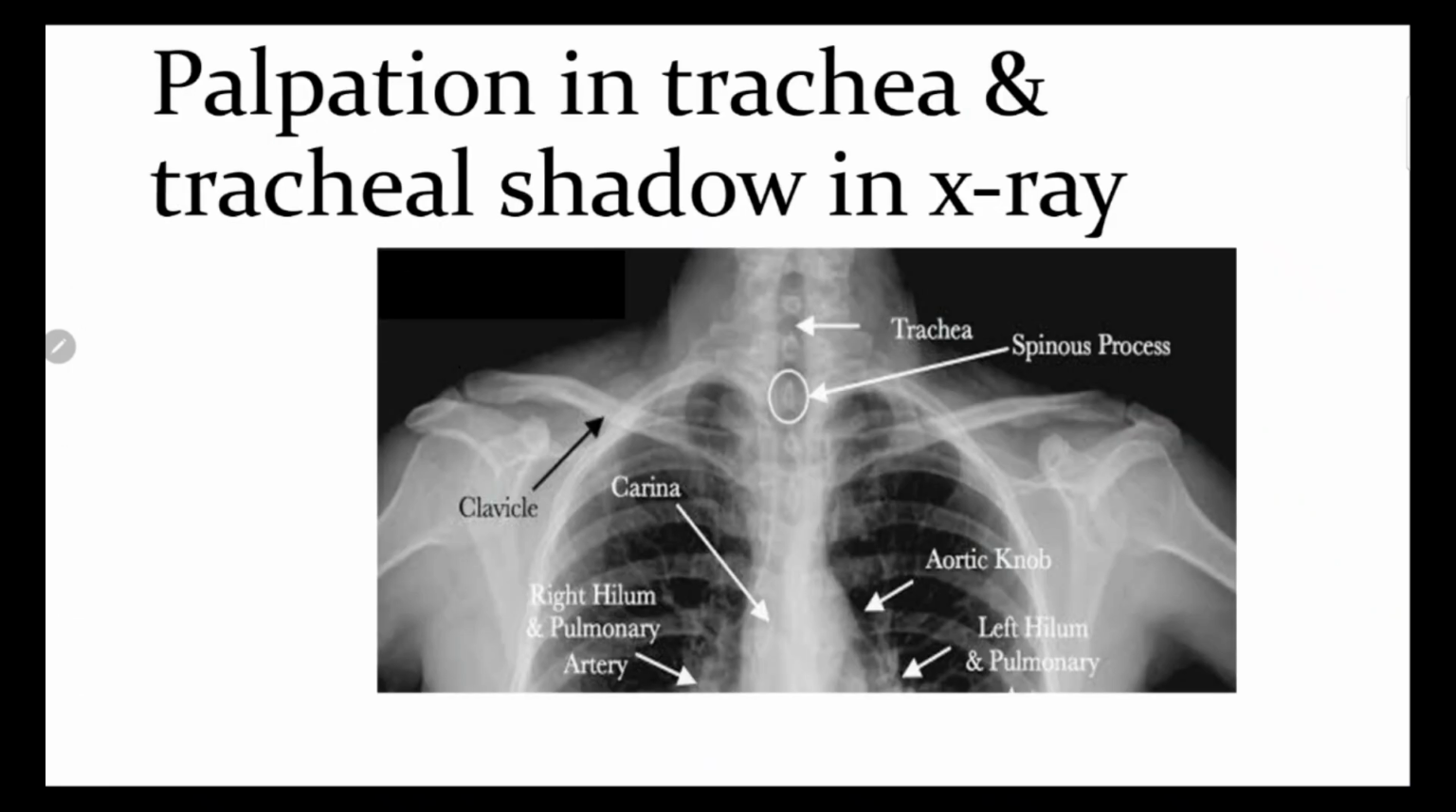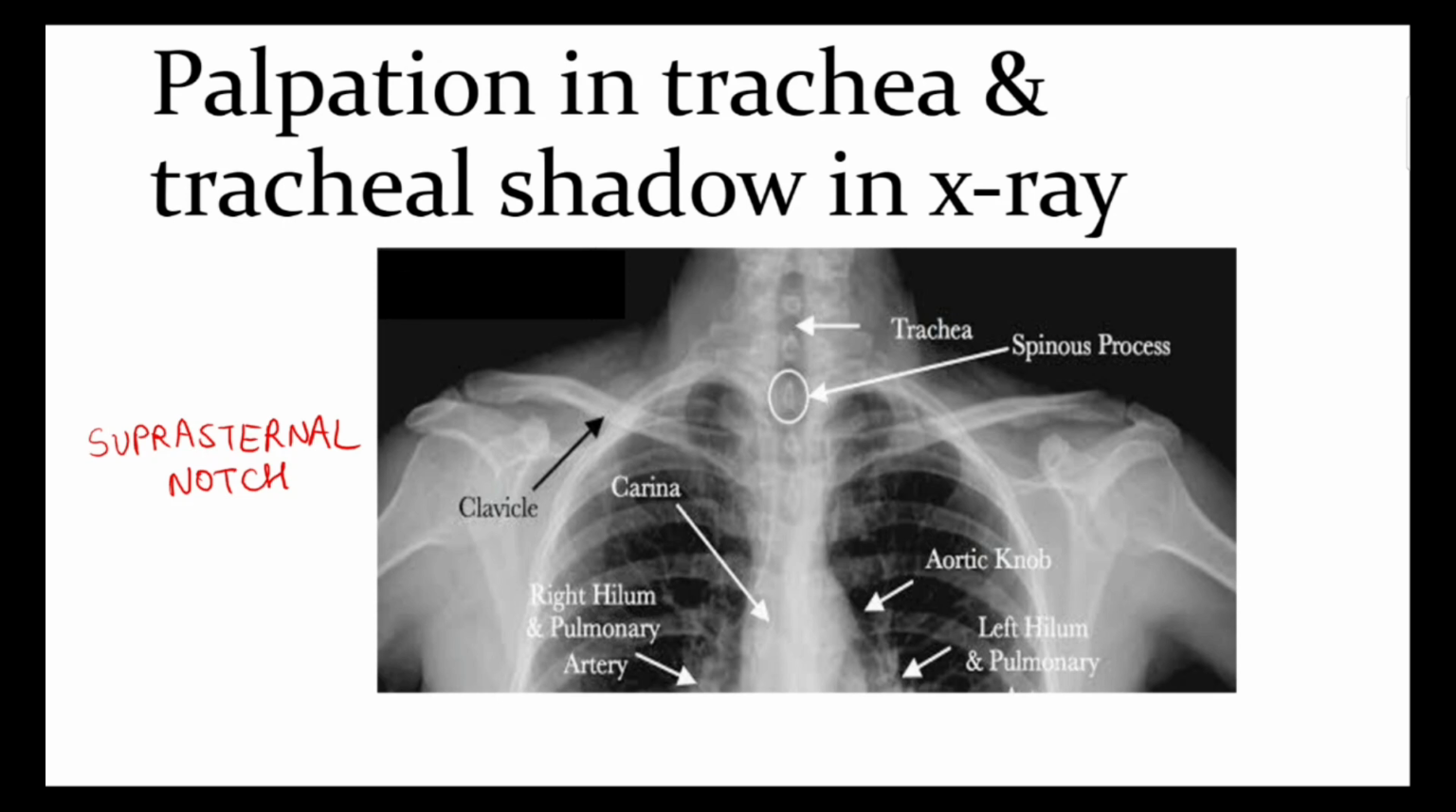Next we are moving on to the trachea. First we will see the palpation of trachea and tracheal shadow in X-ray. Clinically, trachea is palpated in suprasternal notch. Normally it is median in position, but if there is mediastinal shift, then trachea can shift to left or right side.